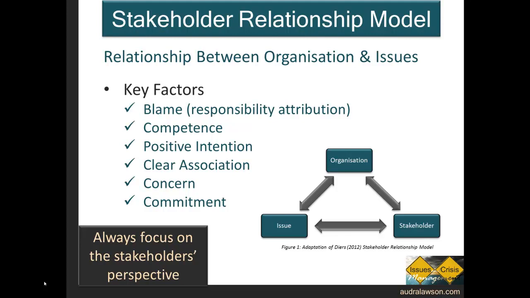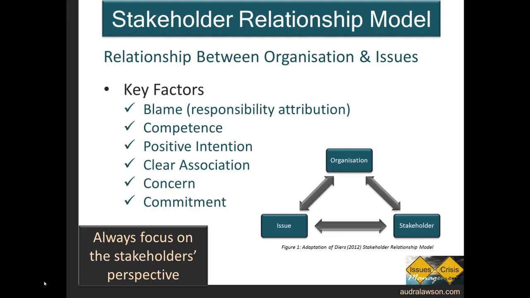First, blame or responsibility attribution comes to us from attribution theory and focuses, as you'd expect, on the degree to which a stakeholder believes that the organization has control over the issue. The more responsibility the stakeholder attributes to the organization, the more they are likely to ascribe definitive expectations on the organization related to that issue. Second, competence asks whether or not the stakeholders believe the organization actually has the capacity to address the issue.